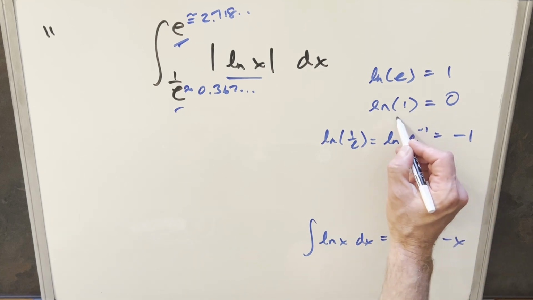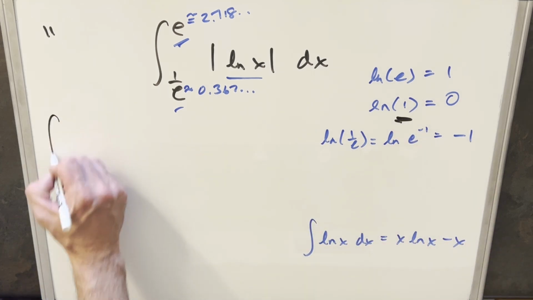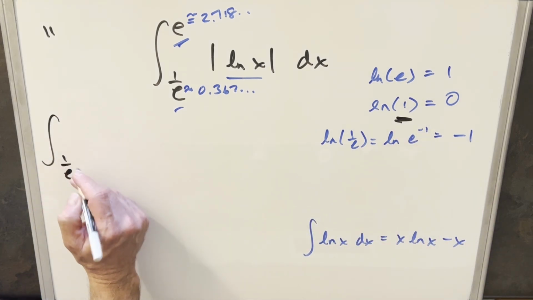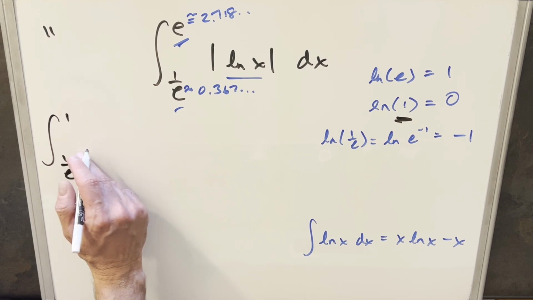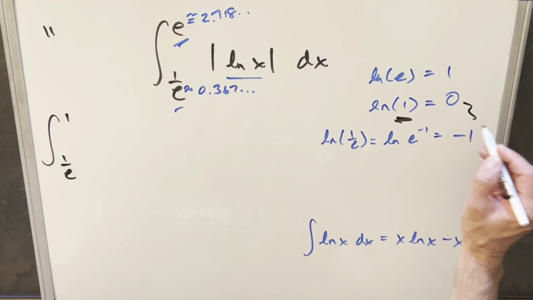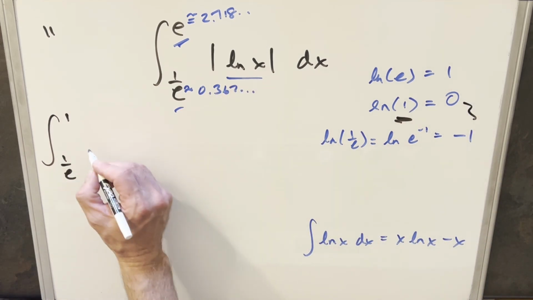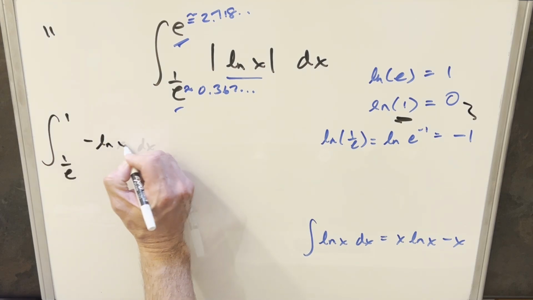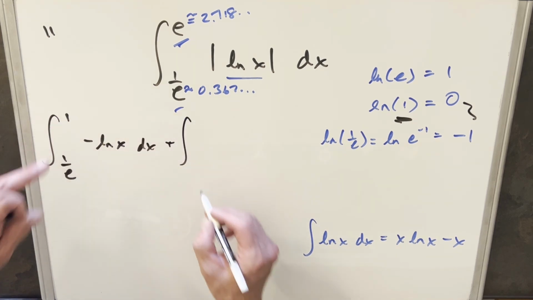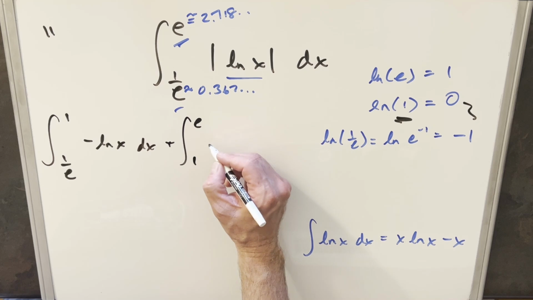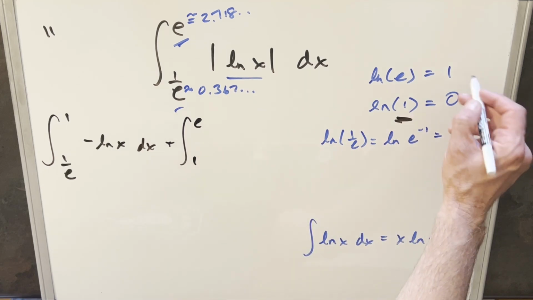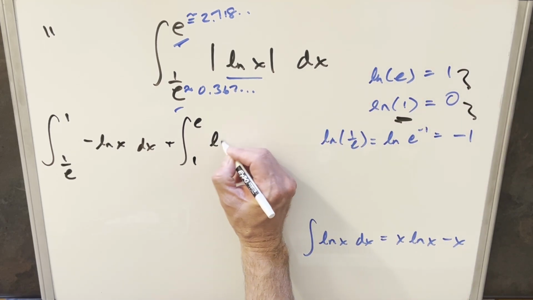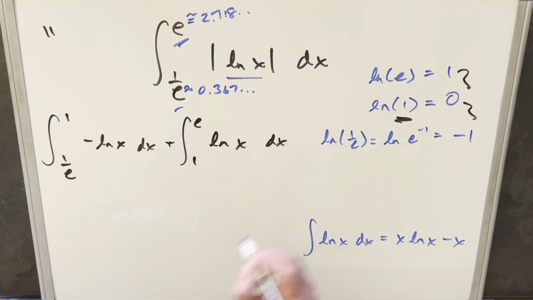So I'll just break up this integral at 1, making it into two integrals. The first one goes from 1 over e to 1, and in that region everything is negative, so we drop the absolute value but need a minus sign out front. For the next integral, we start at 1 and go to our upper bound e. Everything there is positive, so we just drop the absolute value and integrate natural log x.